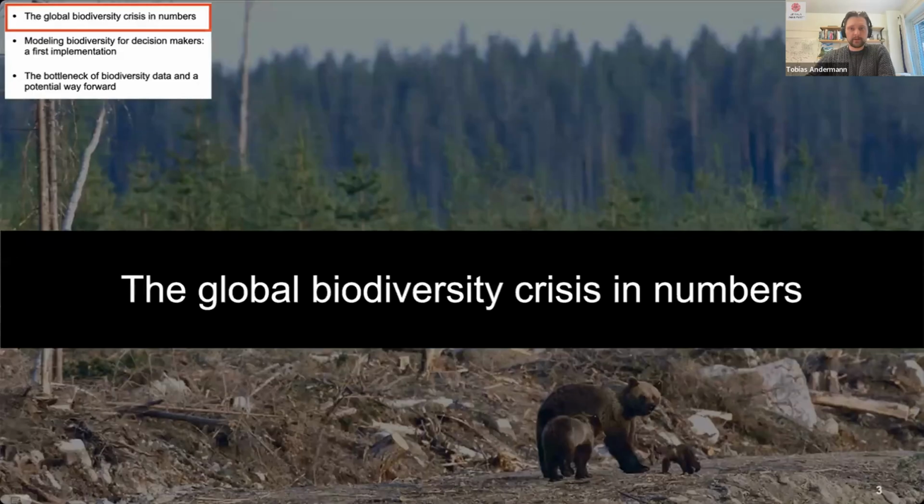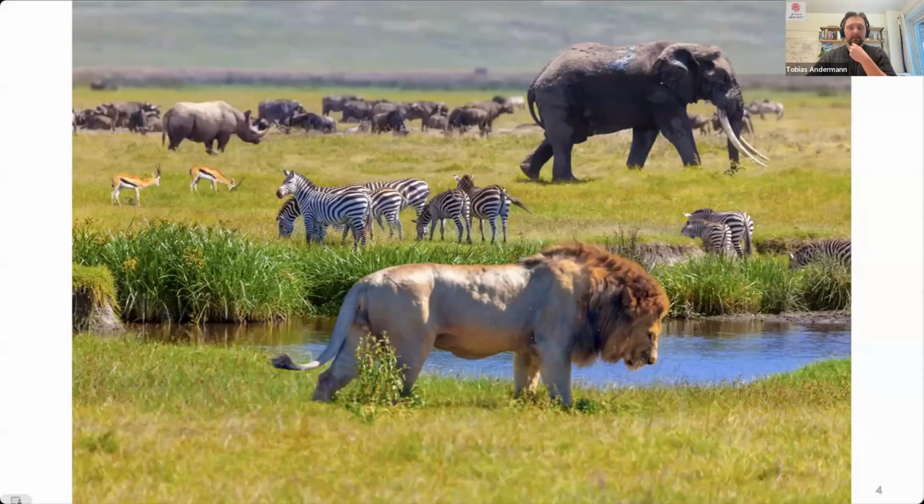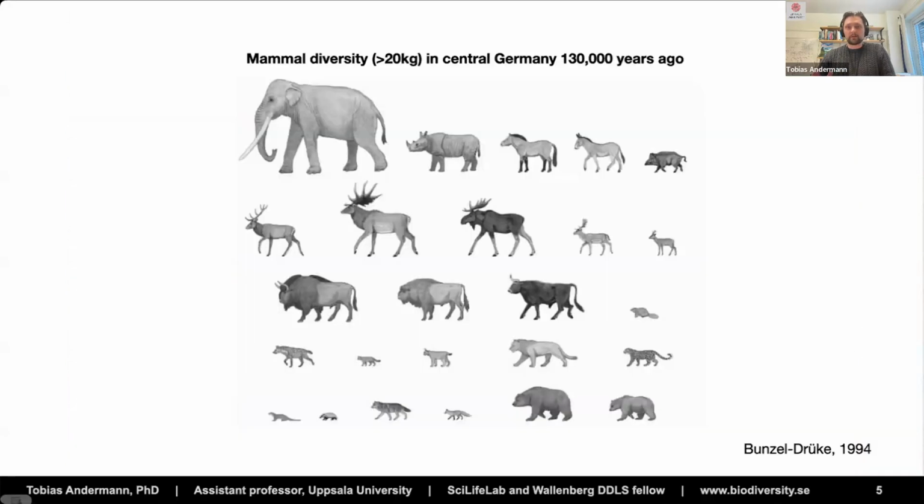But let's start at the very beginning. So the global biodiversity crisis in numbers. First of all, when we think of biodiversity, maybe you think of the large mammal fauna in Africa, and many people go there for ecotourism to see these amazing animals. But what many people are not fully aware of is that we had almost this very similar fauna also here in Europe and on all continents really until not too long ago.